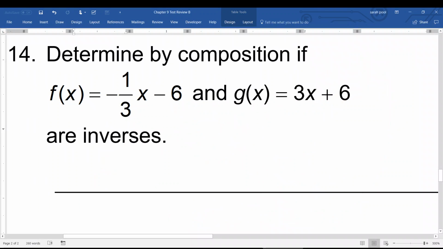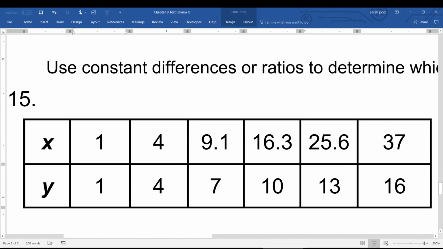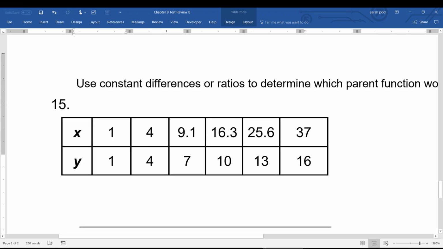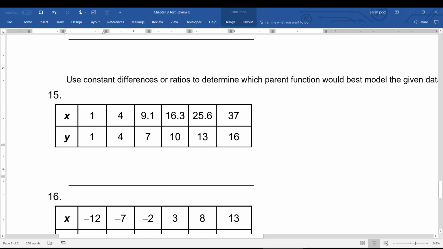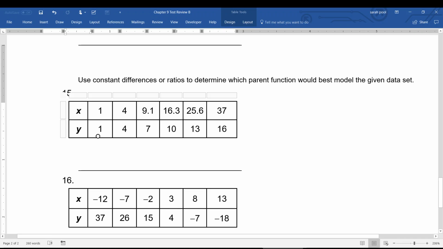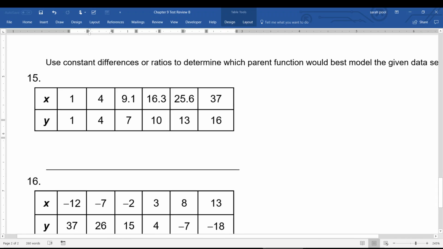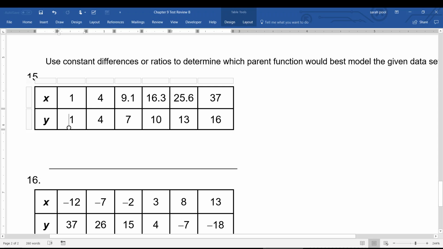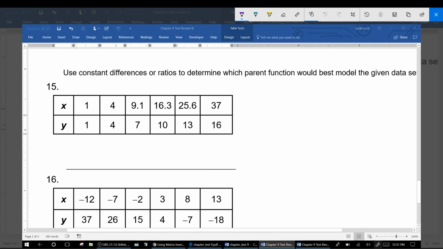Okay, so let's look at number 15 now. 15 says to use the constant differences or ratios to determine the parent function which would best model the data given. Okay, so on this particular problem, we're just going to do constant differences and constant ratios. So let's just go ahead and look at this one. Now, first of all, I'm going to look up here, and 1, 4, 9, these are not constant even up here. All right, and so this actually ends up being a square root.